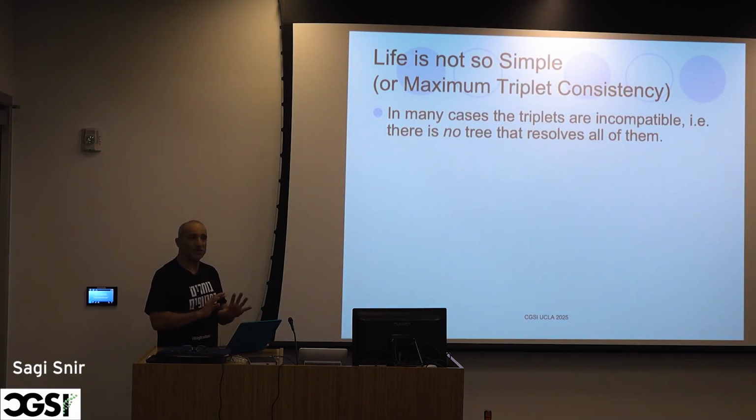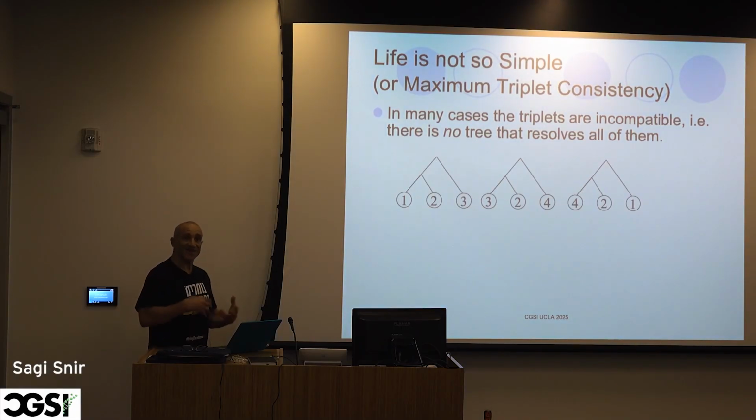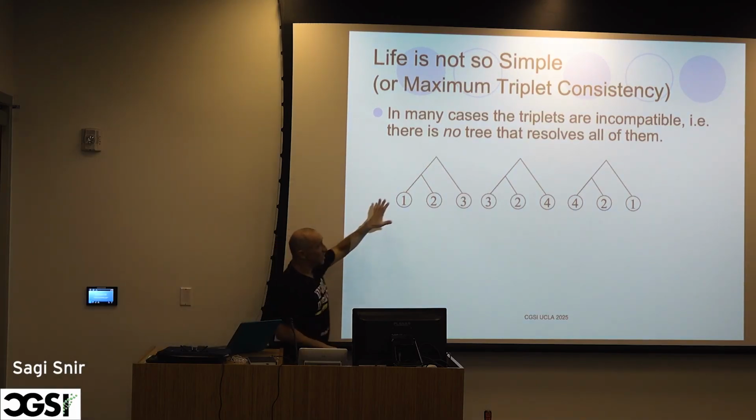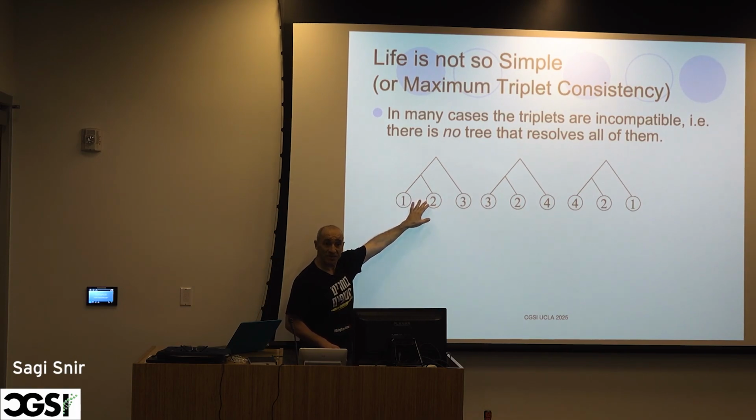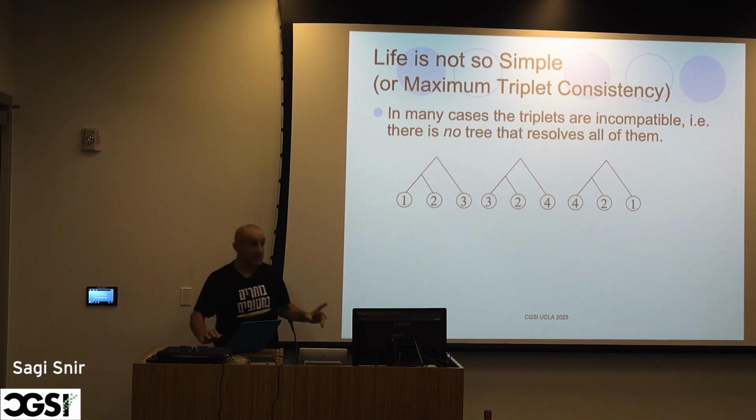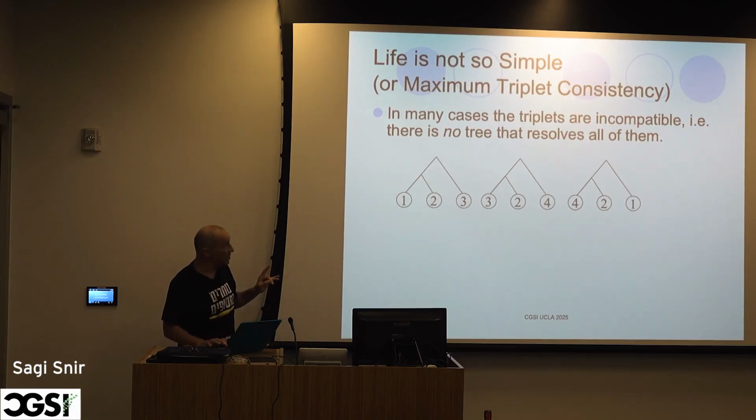Life is always more complicated. Okay, so let's see complication in a very toy example. Let's look at these triplets. Let's look at that same input. Not exactly the same. Let's construct the connectivity graph.